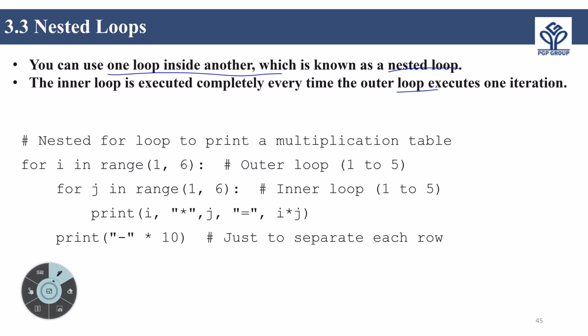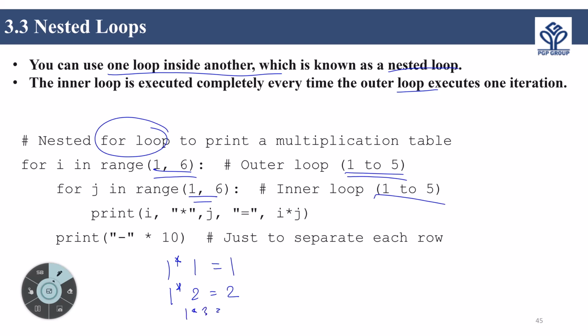So see the nested for loop example. Clear? So I in range, we are giving the values 1 to 5. J in range 1 to 6, same as 1 to 5. Print I value, 1 star 1 is equal to 1. Okay. 1 star 2 is equal to 2. 1 star 3 is equal to 3. Clear? So to separate each and every row, the next line is executed.